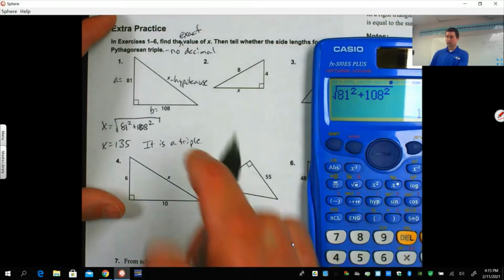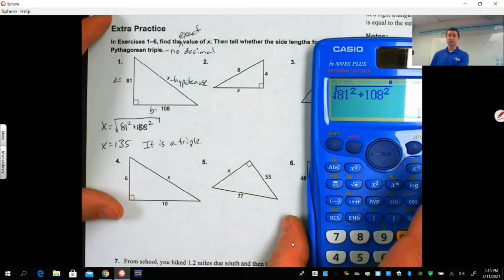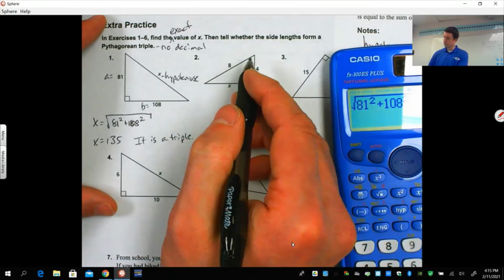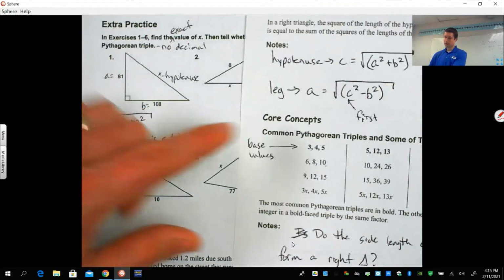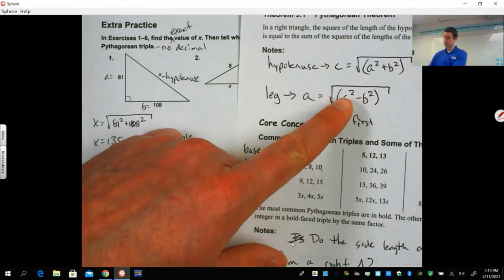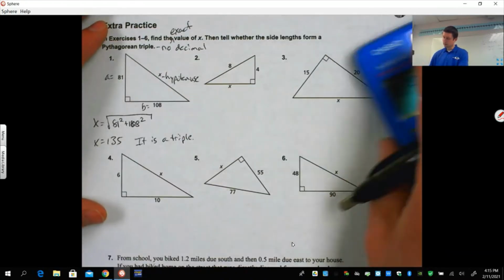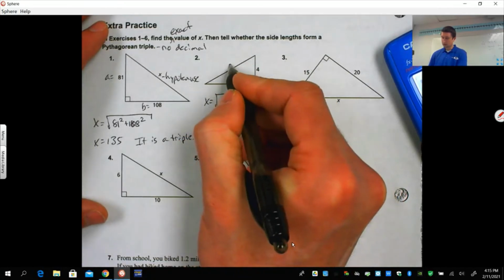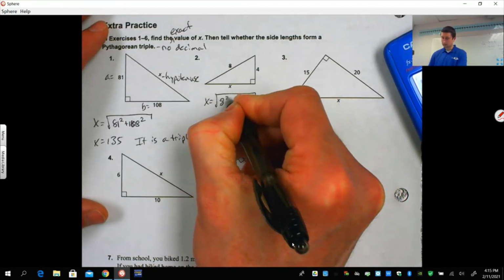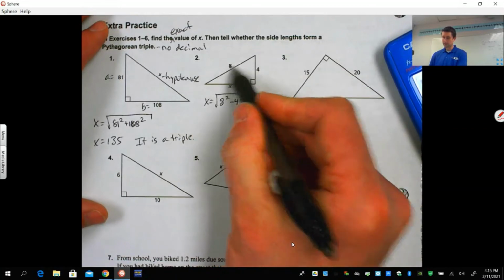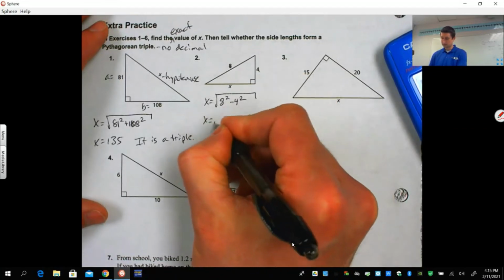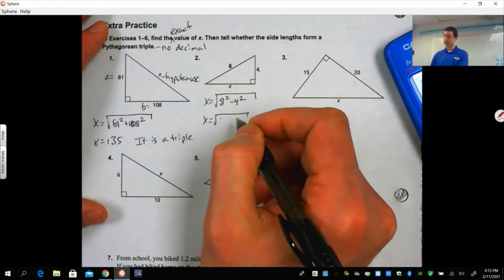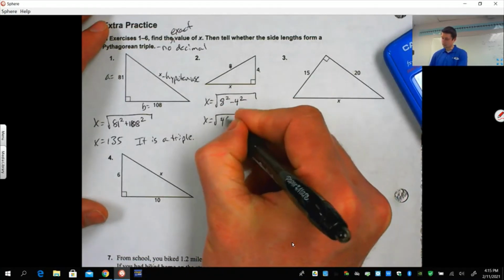Okay, now on number 2, I'll give you a heads up. That's where these formulas are going to be very, very helpful for you. We're looking for a leg. So when we have a leg, we have to do a subtraction problem. So c squared minus b squared. Here you take the longer side. The longer side has to go first. So x is the square root of 8 squared minus 4 squared. That's 64 minus 16, so the square root of 48.